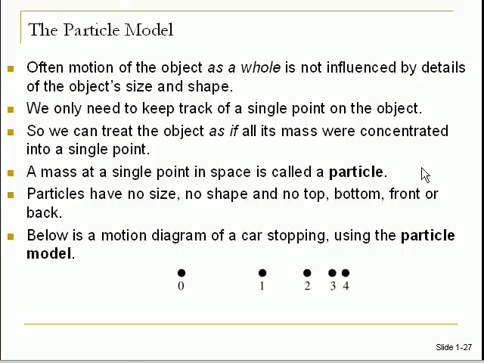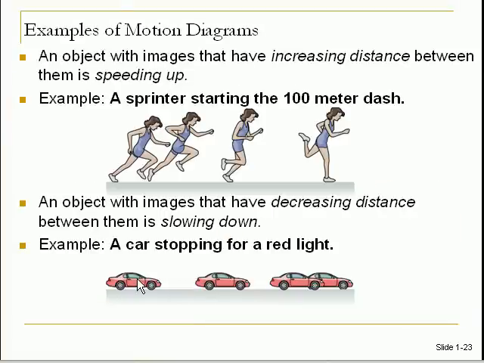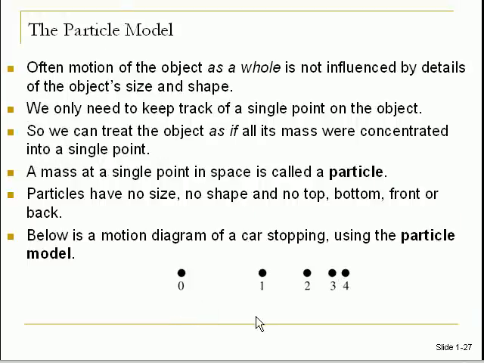So below we have the motion diagram of a car stopping using the particle model. Now, here's the car stopping that we saw before. Notice how we took that car and we condensed it down into a dot, and we're actually looking at the car slowing down. It's covering less and less distance in equal periods of time. Also notice how we've numbered the dots. So we have 0, 1, 2, 3, 4. Now, those numbers are indicating the sequence of the frames. So this is the first snapshot, the 0. The 1 is the next snapshot, 2 is the next snapshot, and so on. 3 is the next snapshot, 4 is the last snapshot. That just gives you a sense for the sequence, how it happened chronologically.